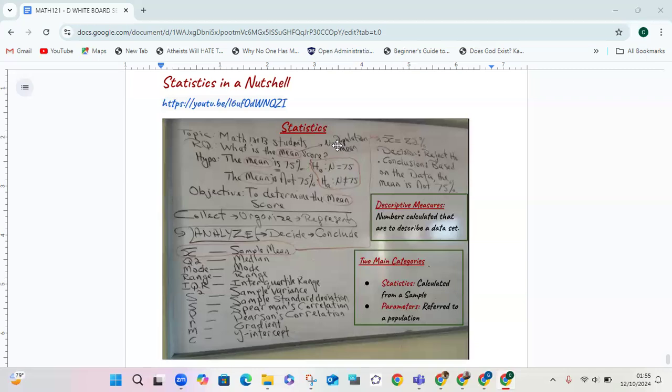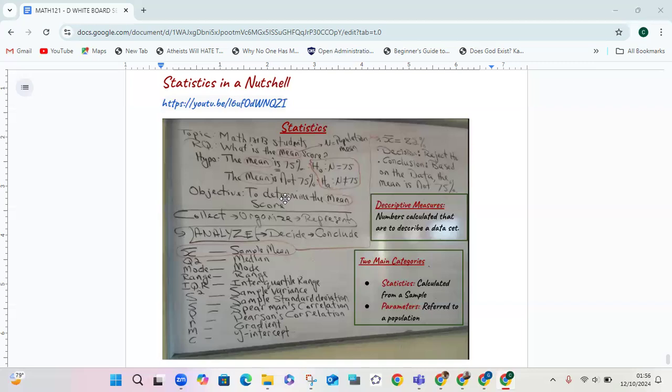Because whenever you ask a question about the population, the symbol that is being used for that particular descriptive measure is given a specific symbol, and here the symbol is mu. Mu is a symbol for population mean. So the null is saying the population mean is equal to 75. The alternative is saying the population mean is not equal to 75. So the objective is to determine the mean score.